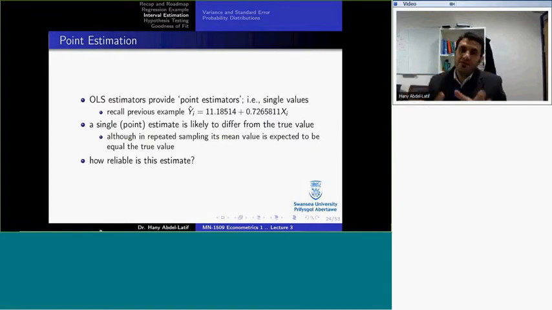So what we have here is a single estimate, and we understand that if you change the sample, these values will be different. We understand repeated sampling, as I explained in the lecture last week and also in the first part of this lecture: in repeated sampling we expect that the mean value should be equal to the true value. But the question now is, how reliable is this estimate?